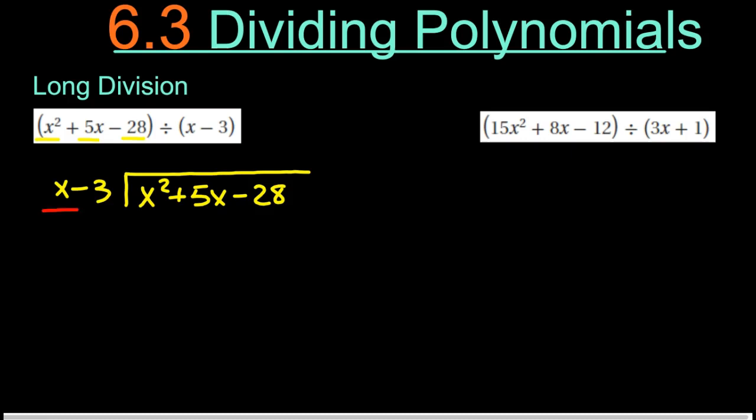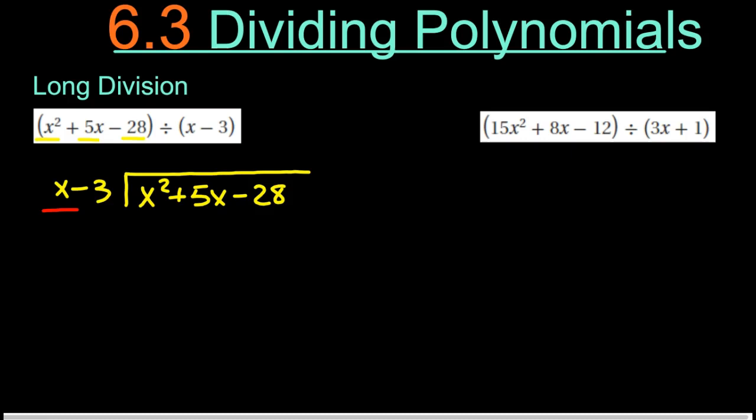In this case, when we're long dividing polynomials, it's not like we're thinking, oh, how many x minus 3's go into x squared plus 5x? It just doesn't have that numerical representation. There's variables in there, so you can't think of it that way. You have to think about it in terms of the leading coefficients.